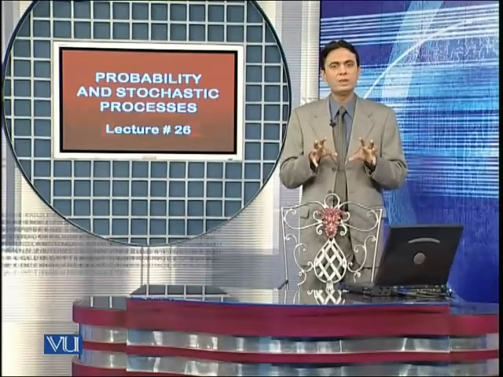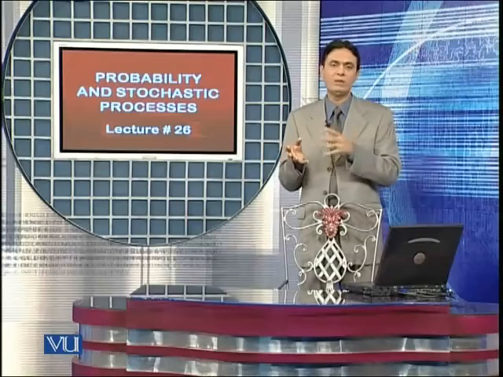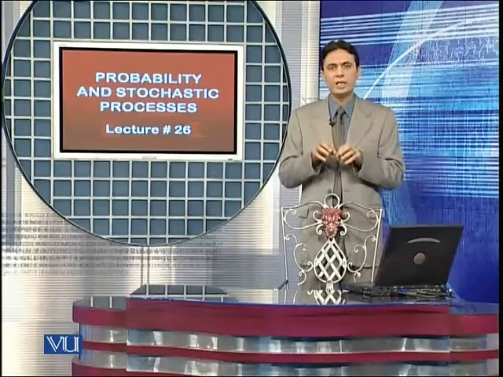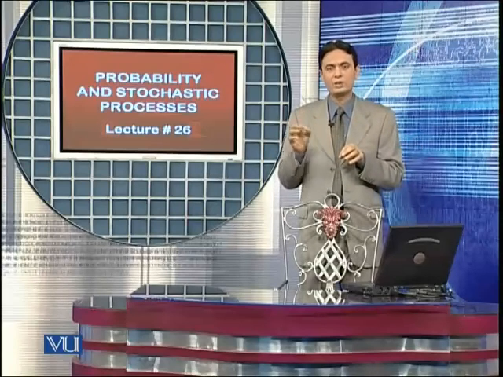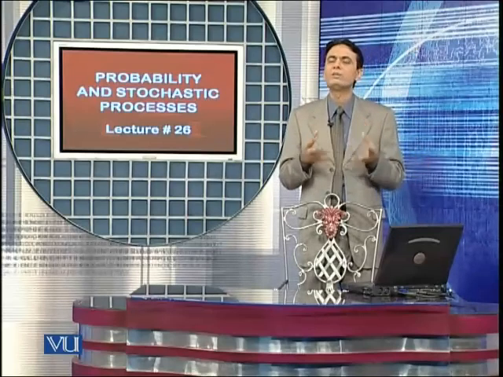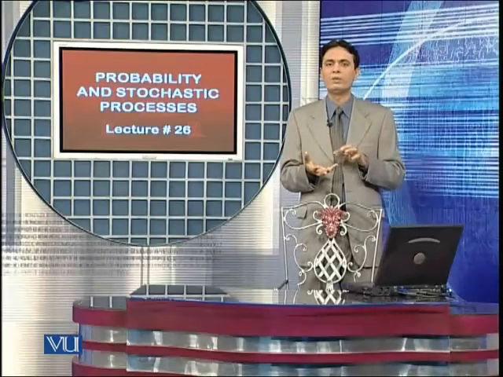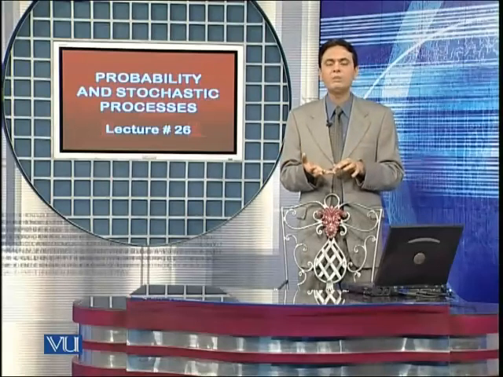But suppose that these mappings g of x comma y, which gives us u, and h of x comma y, which gives us v, are not invertible. They are many to one, and there are many examples where these mappings can be many to one.